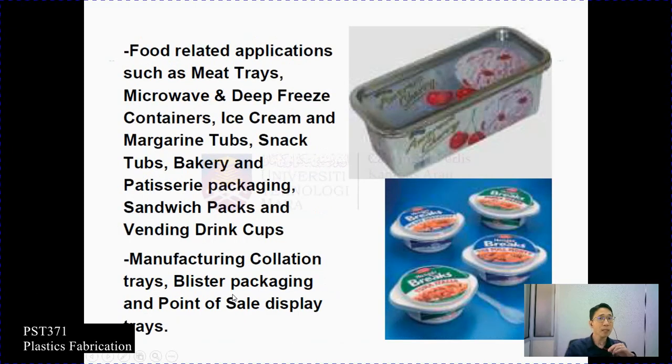Okay, food-related applications such as meat tray, microwave and deep freeze container, ice cream, and margarine, etc. Manufacturing of collation tray, blister packaging, and point of sale display tray. Ini pun saya cakap tadi untuk display because they help make your final products visible, and at the same time protect from any damage.